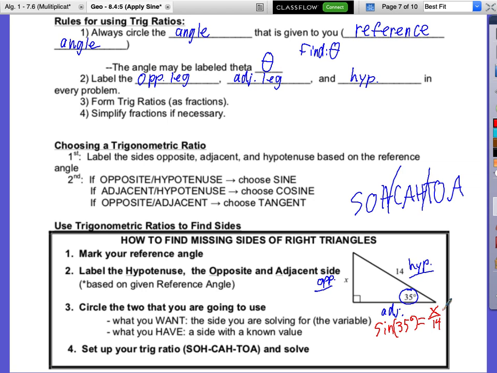Now here, how we would solve this problem is we say, well, if we want x by itself, it means we need to get this 14 away from it. So we multiply by 14, very good. And if we multiply this side of the equation by 14, what do we have to do with the other side of the equation? Multiply it by 14.